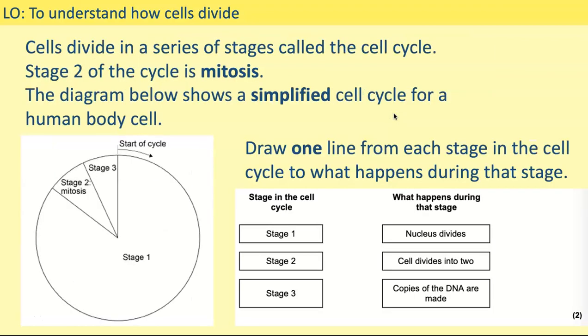For the first question, this is a kind of simplified cell cycle you will see in an exam. It tells us here the stage 2 here is mitosis. So we need to draw one line from each stage in the cell cycle to show what's happening during that stage. So we know that stage 1 comes before mitosis, so it must be growth phase. And this is where copies of the DNA are made. Stage 2, it tells us, is mitosis, so we know the nucleus is going to divide. Then stage 3 must be cytokinesis, and this is where the cell divides into 2.